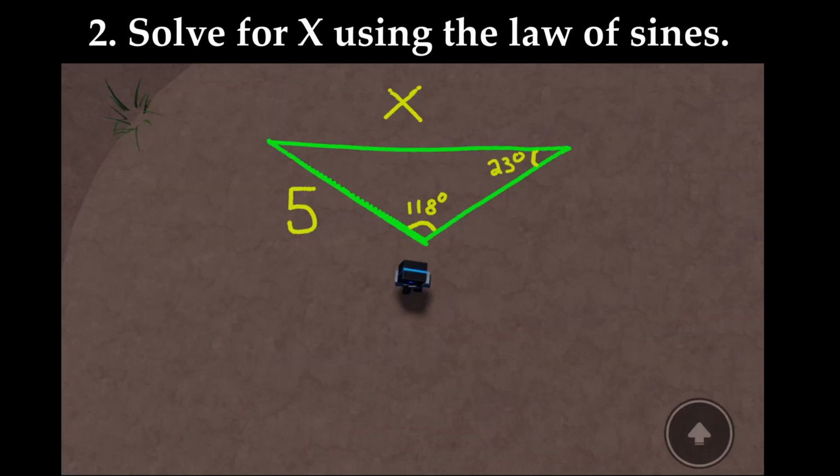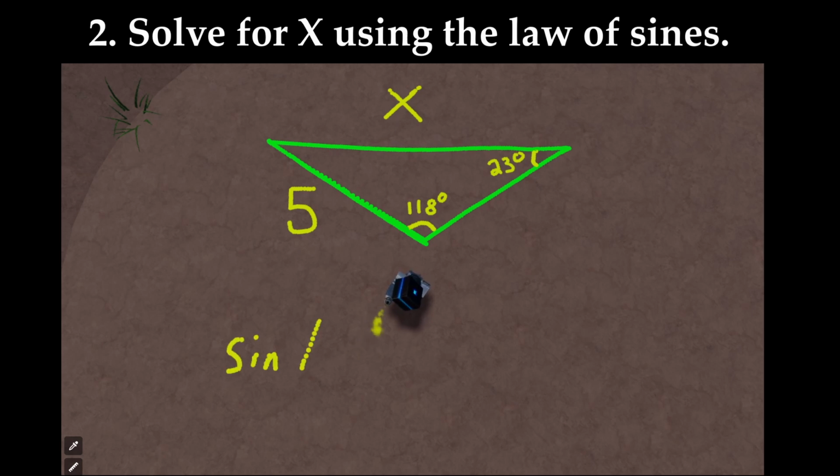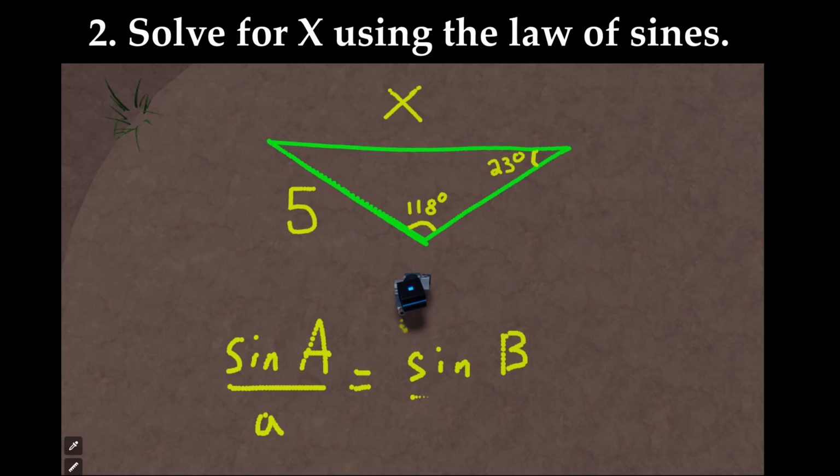In this problem, we have a triangle with side lengths of 5 and x, and angles of 118 and 23. To solve for x, we're going to need the law of sines. So let me write that down. The law of sines states that the sine of angle A divided by side length a is equal to the sine of angle B divided by side b. And of course, you can also write that it's equal to sine C divided by side c. But for the law of sines, you only need two sides and two angles.